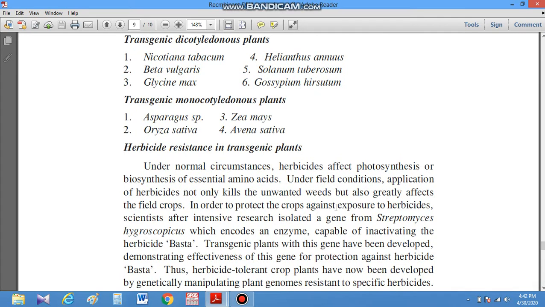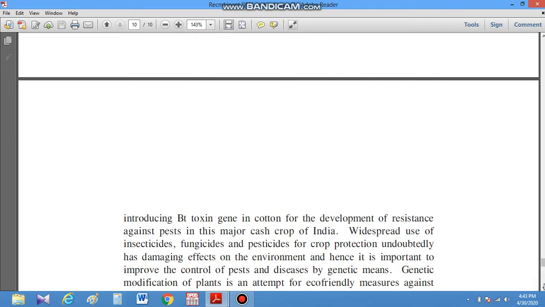Transgenic plants are produced for lots of purposes. To resist insects, pests, viruses, or herbicide resistance can be developed in them. We can improve the quality of the plants or the quantity of protein, vitamins and amino acid content, which are economically important and nutritionally important to us. So we can develop these types of plants through this technique.